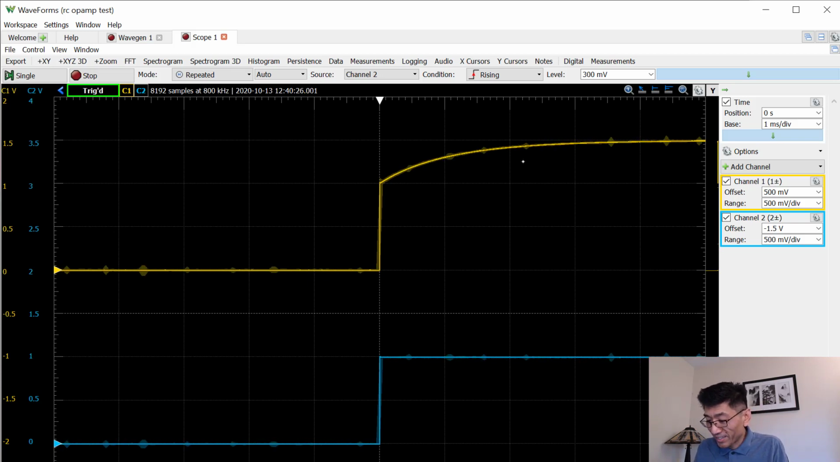I hope this gives you a little bit more experience in terms of the hardware, though this is a very simple circuit, of course. But you see the op-amp is actually operating right now.